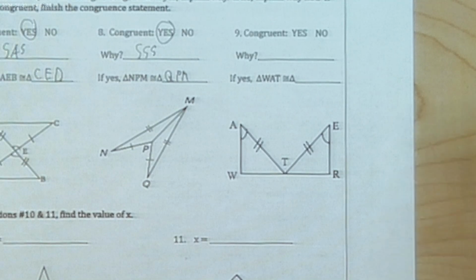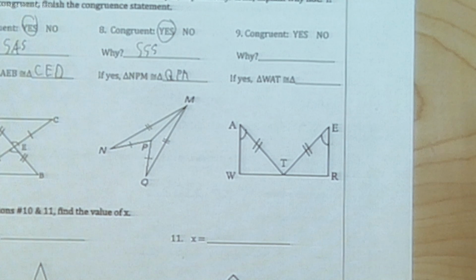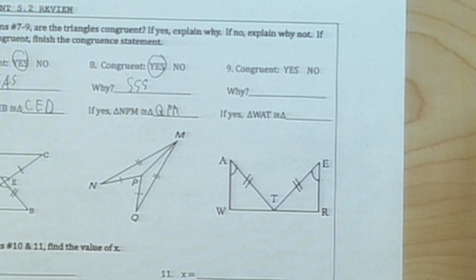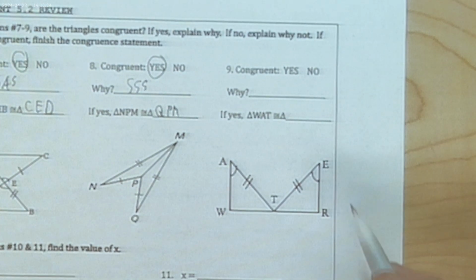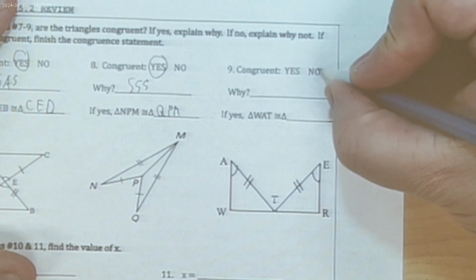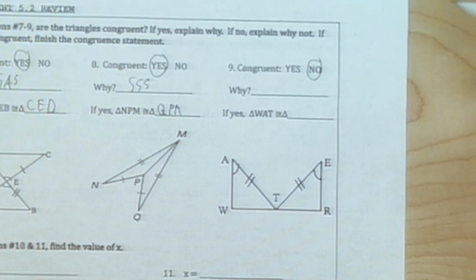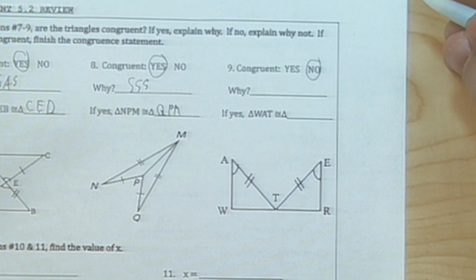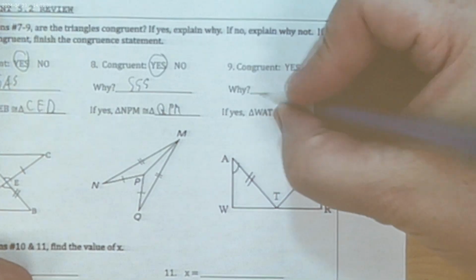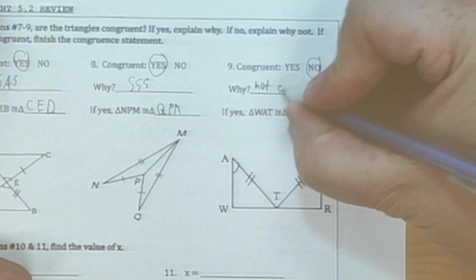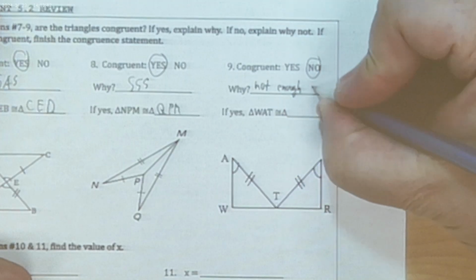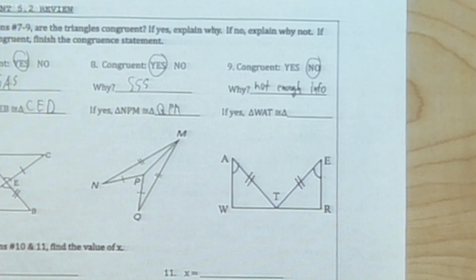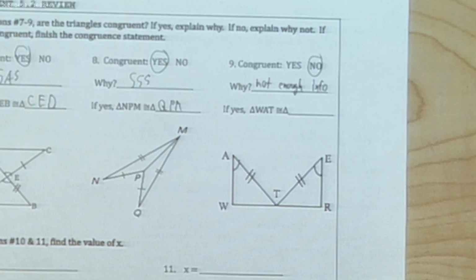And so there is no theorem that we know that allows us to say that they're congruent based on a single angle and a single side. To be clear, it's not that they're not congruent, it is that we cannot prove that they are congruent. So congruent, no. Why? Not enough info. That'd be a perfectly acceptable answer.